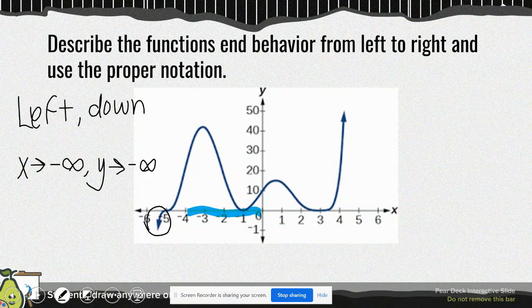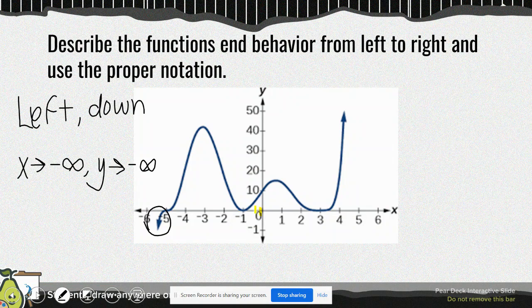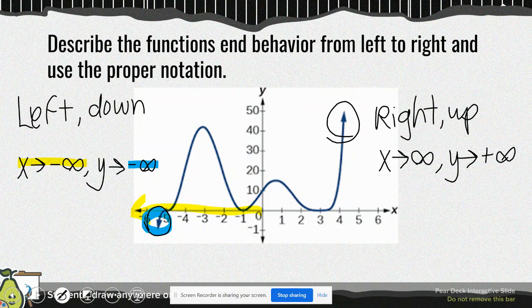On the left, as we move towards negative infinity, my function's height was going towards negative infinity as well because it was pointing down. And on the right, my right end behavior, as my function is moving towards the right, my graph is pointing upwards. So using my fancy math terminology, I can say as x goes towards positive infinity, aka the right, my function is going towards positive infinity, aka it's moving in the upwards direction.